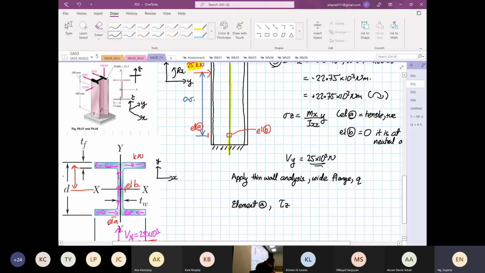All right, we are looking at element A now. Wait, I need to calm down. When I'm excited, I go very fast. I need to calm down, okay? Or you guys won't get it.